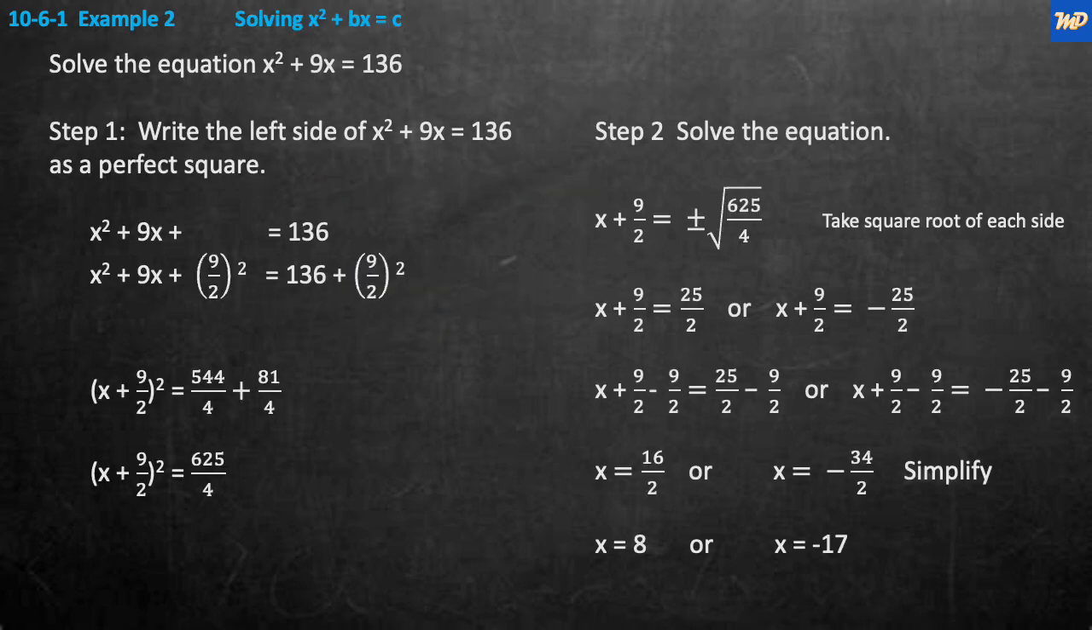Okay, example 2, solving x squared plus bx equals c. Solve the equation x squared plus 9x equals 136. So how are we going to do this? Two steps we've got outlined for us. First, write the left side of x squared plus 9x equals 136 as a perfect square. Okay, that's the first thing we have to do.